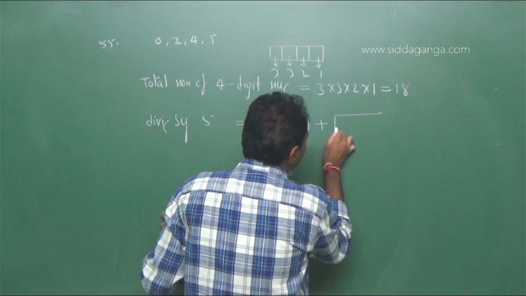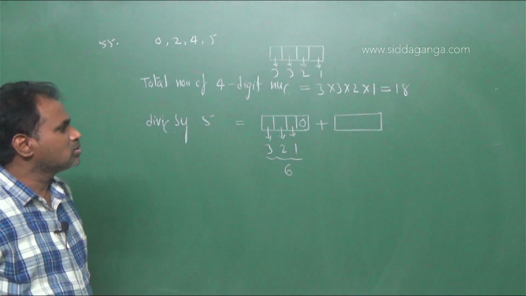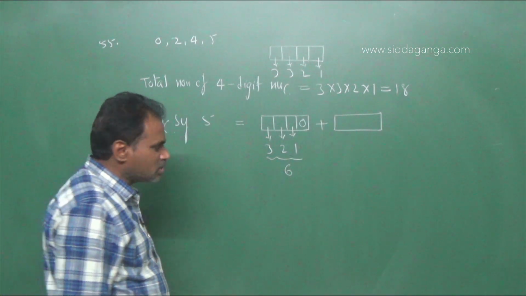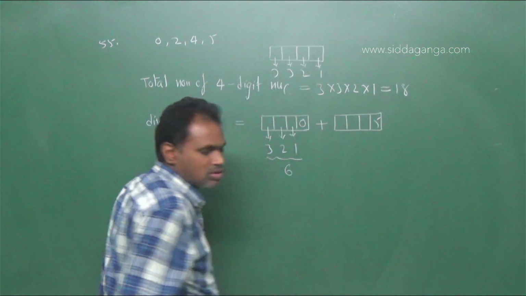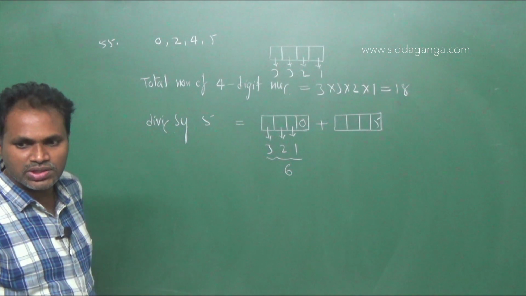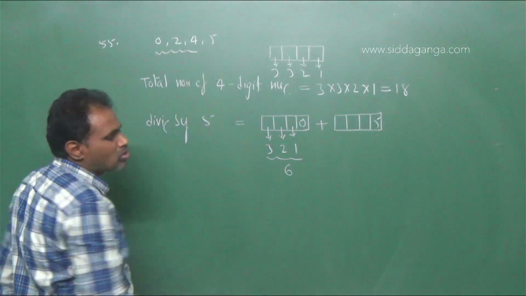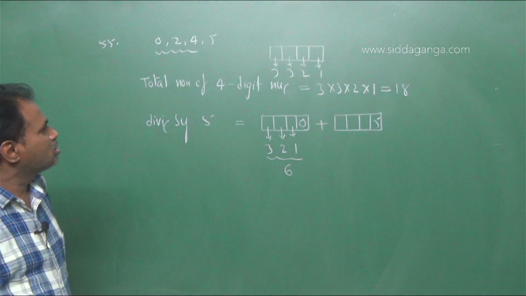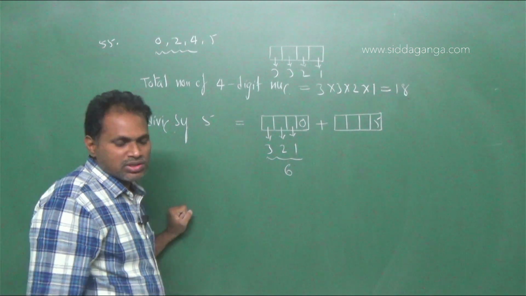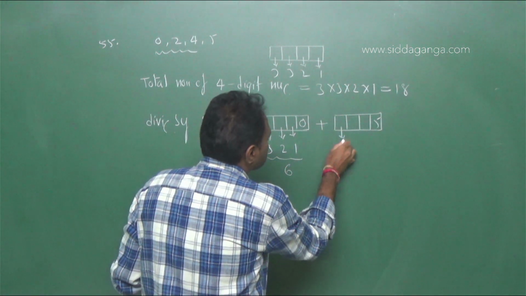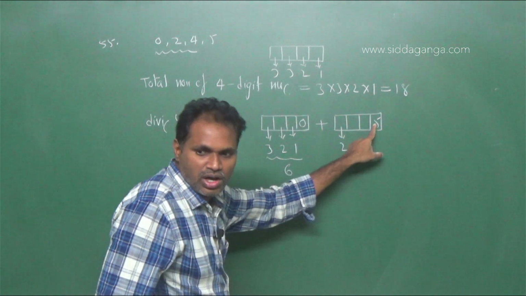Next, if a number ends with 5, then that is divisible by 5. Therefore, fix the last box with 5. Then the remaining digits are 0 to 4. But 0 should not be fixed in the first box. Therefore, the first box you can fix in 2 ways. 5 is already fixed in the last box.